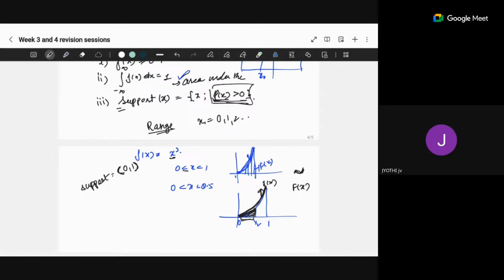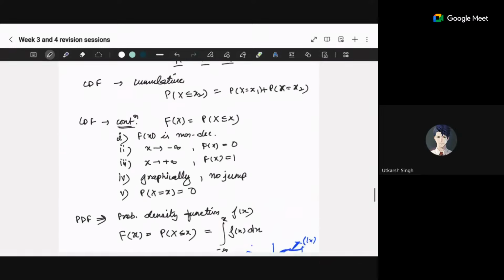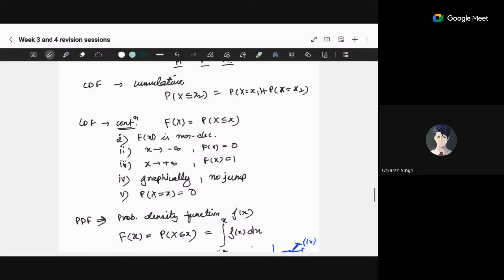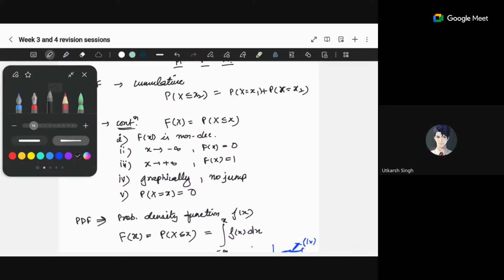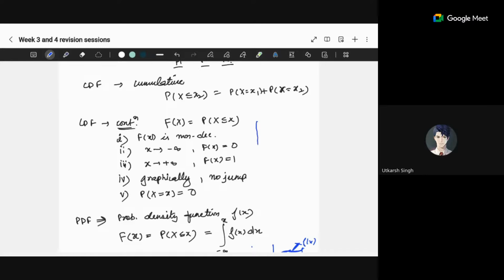Ma'am, can you please clarify the point which I've written about no jumps and then F of x equals F of x at x equals 0? Yes, ma'am, this fourth and fifth point in CDF. Can you please explain graphically what they signify?